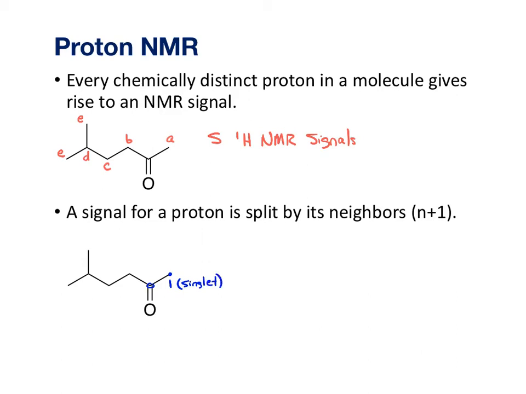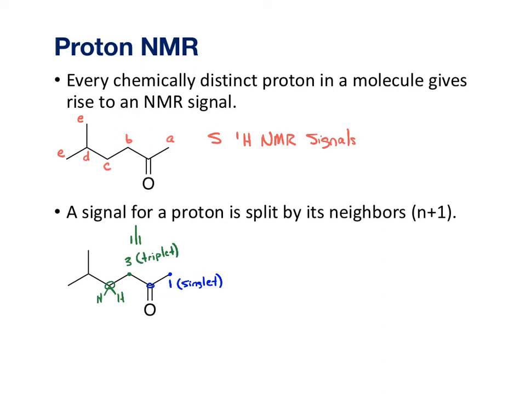Okay, now let's look at this carbon, or the protons on that carbon. On its neighbor, there's 2 hydrogen. So we take 2 plus 1 is 3. The signal for that one will be split into 3 lines, or a triplet. So a triplet looks kind of like that.